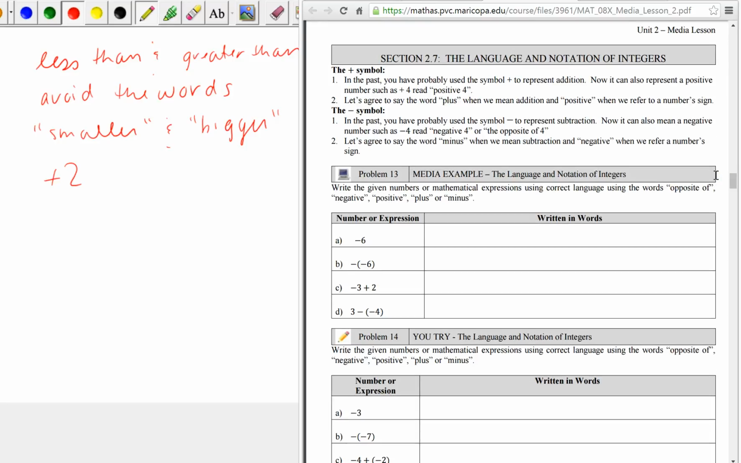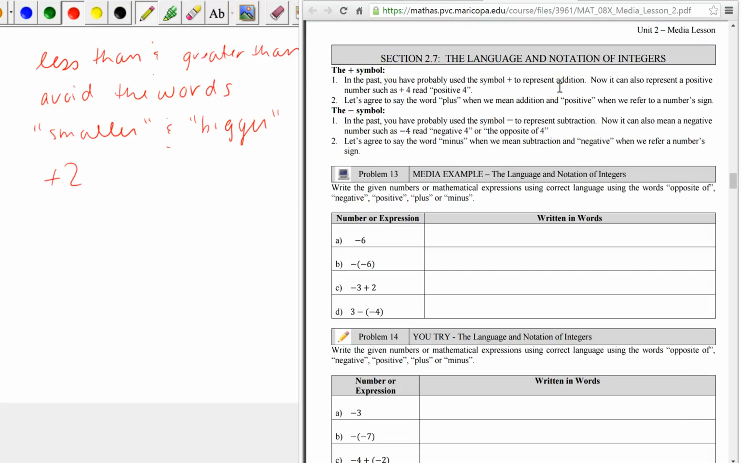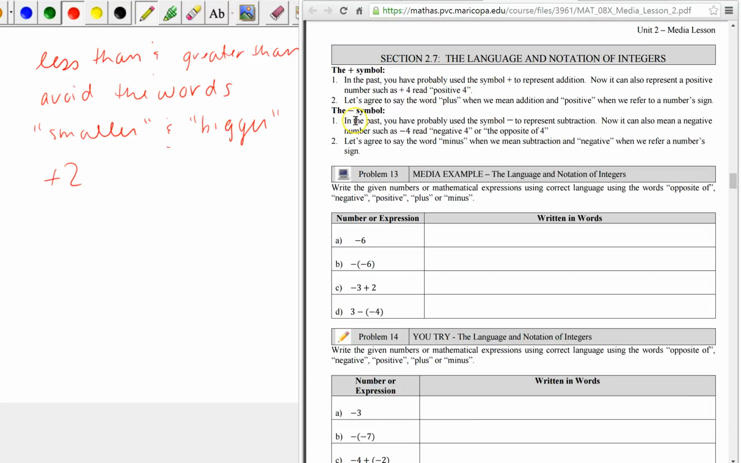Now, this is a biggie, language and notation of integers, and as you probably know, this is what confuses them the most. Okay, and basically because we talk about the plus symbol for a long time and it means addition, now it also means a positive chip, but half the time when we have a positive number, we don't use the plus sign. So it can all be very confusing to students. Similarly, this symbol, we used to use it for subtraction. Now it can also mean a negative number or the opposite of a number.